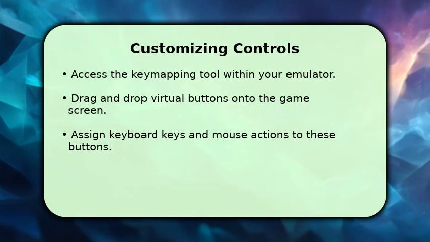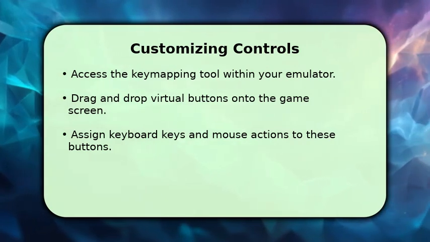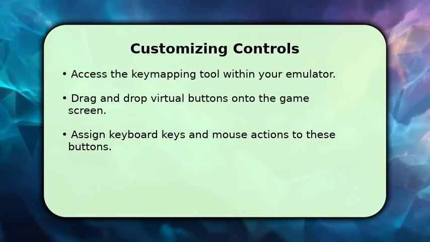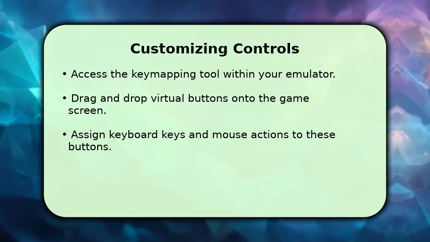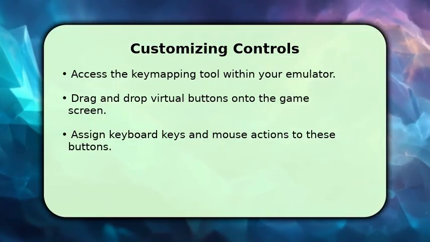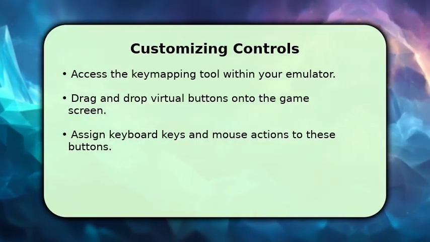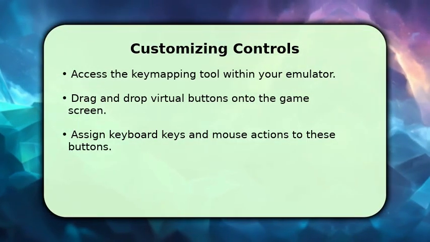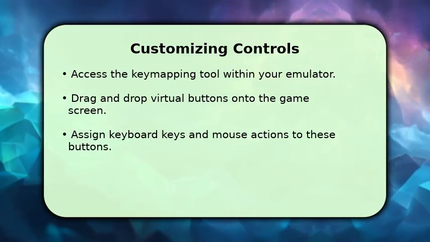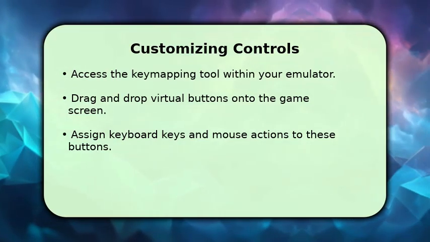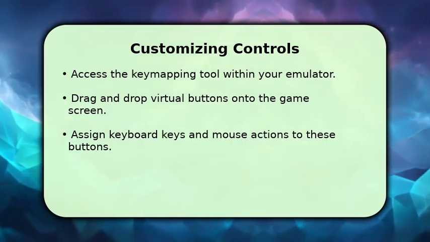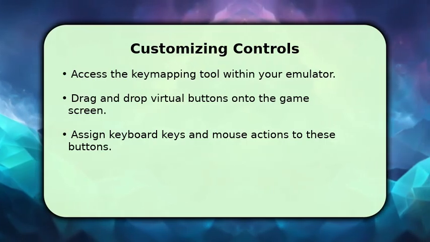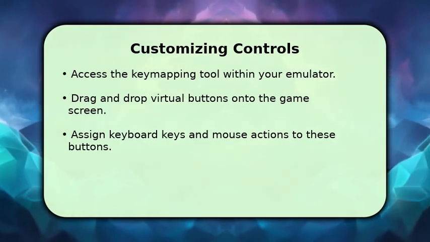With Call of Duty Mobile installed, the next crucial step is customizing your controls. Most emulators feature a dedicated key mapping tool, often accessible via a sidebar icon. This tool allows you to drag and drop virtual buttons onto the game's interface, then assign specific keyboard keys or mouse clicks to each. For instance, you can map WASD for movement and the left mouse button for firing. Spend some time perfecting your layout for optimal gameplay.